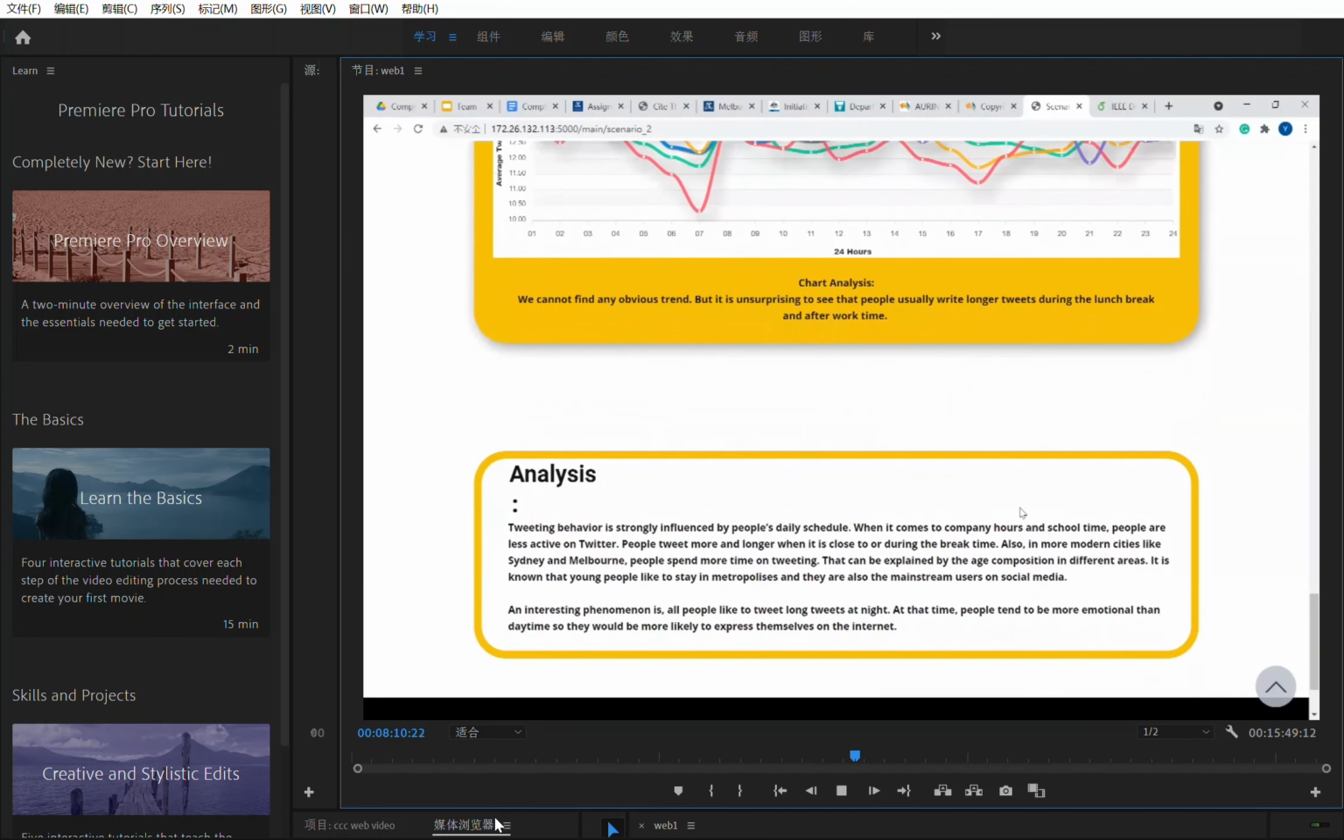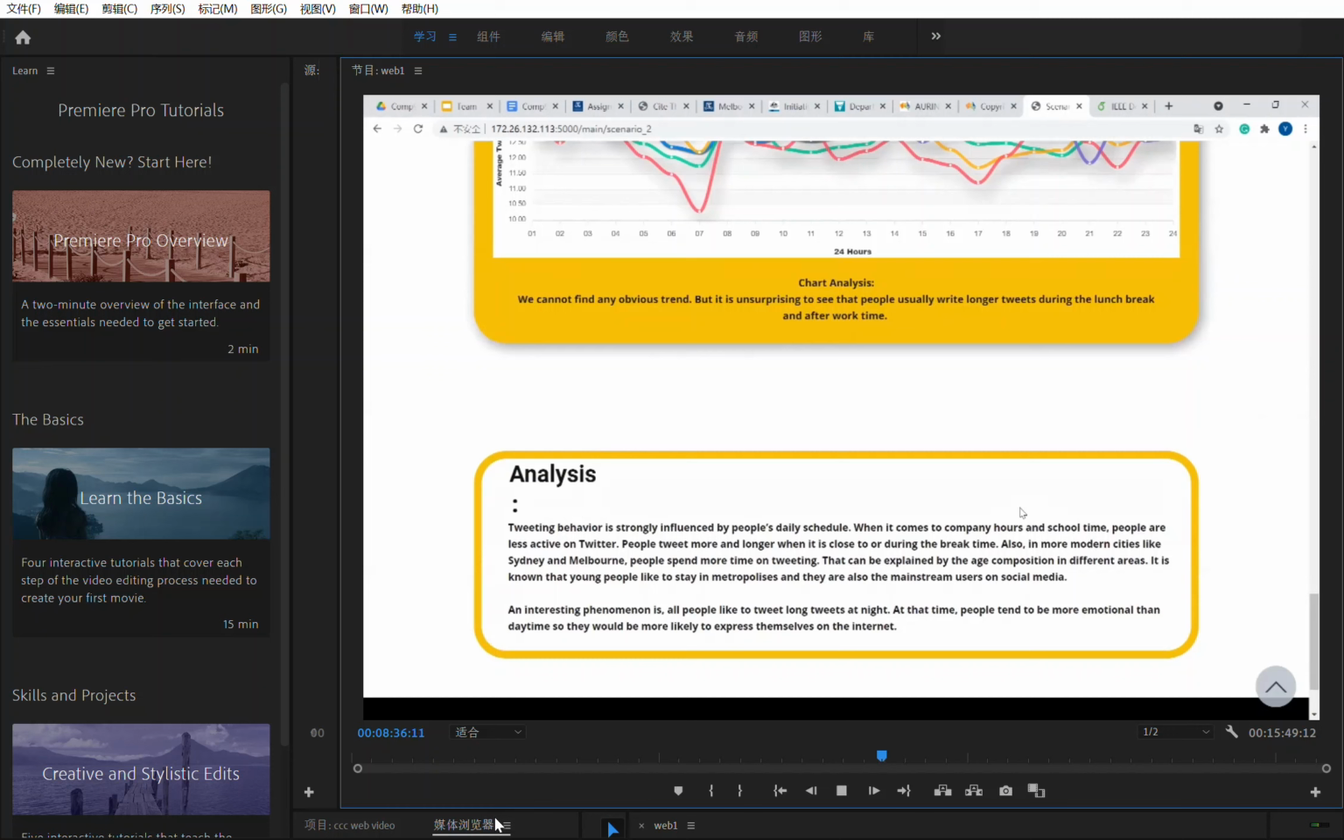In this scenario, we found the Twitter behavior is strongly influenced by people's daily schedule. When it comes to company hours and school time, people are less active on Twitter, and people tweet more and longer when it's close to or during the break time. Also, in more modern cities like Sydney and Melbourne, people spend more time on tweets.